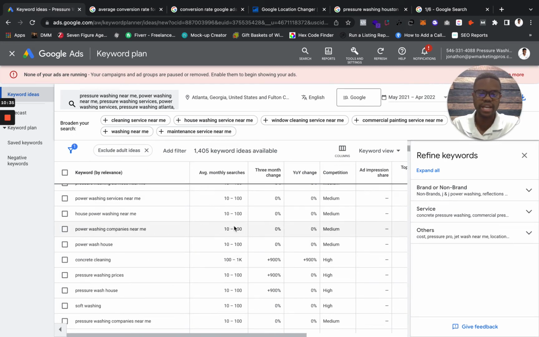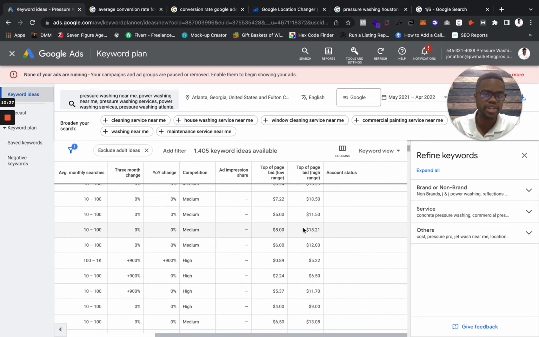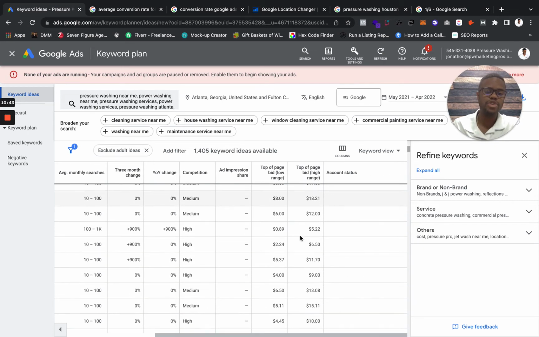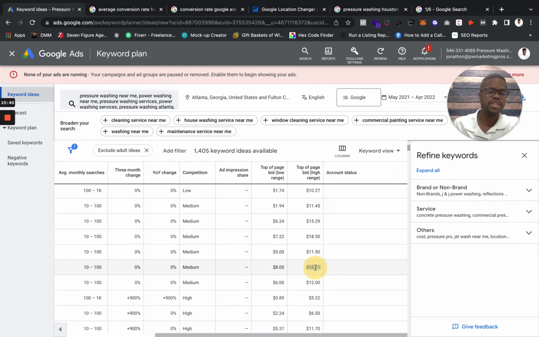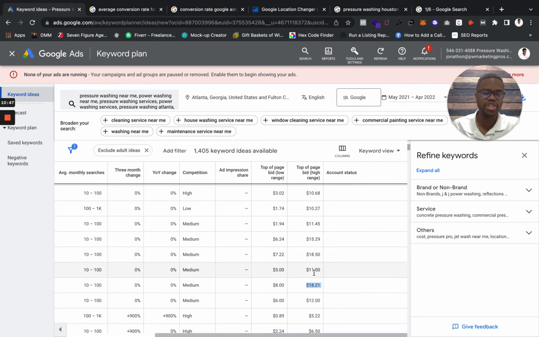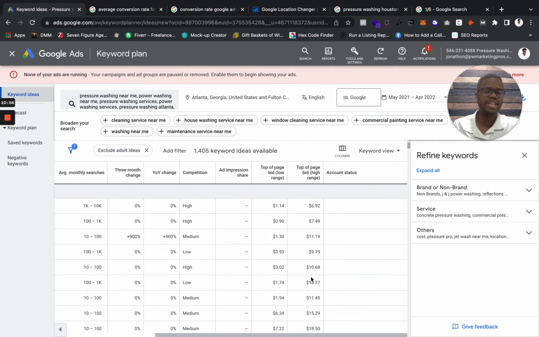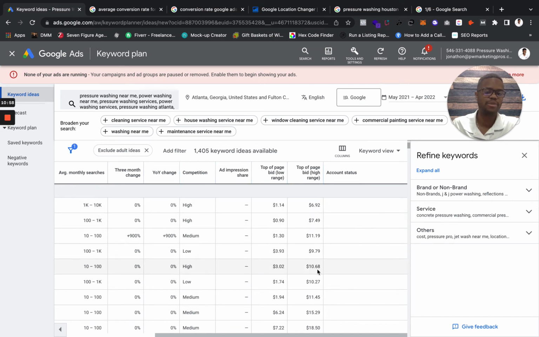For some of these other keywords like power washing companies near me, right? $18.21. So what I always tell people, you don't need to bid the highest that you see, right? I shouldn't bid every keyword at $18.21, you know what I mean? But what I do is I take the average of what I think the top of page bid range and the high range would be, right?